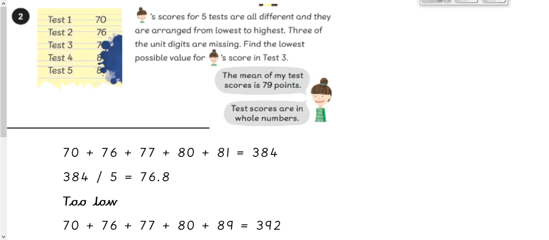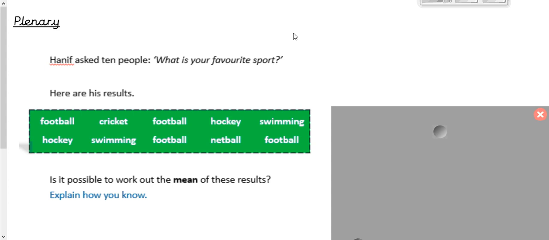Okay, we're going to go on to our plenary now. Hopefully you had a good crack at your workbook. So, plenary. Hanif asked 10 people, what is your favourite sport? Here are his results. Football, cricket, football, hockey, swimming, football, netball, football. Is it possible to work out the mean of these results? So we've got 10 bits of data. Give it a crack, use the same method, have a go. So get it paused now and have a go at it.